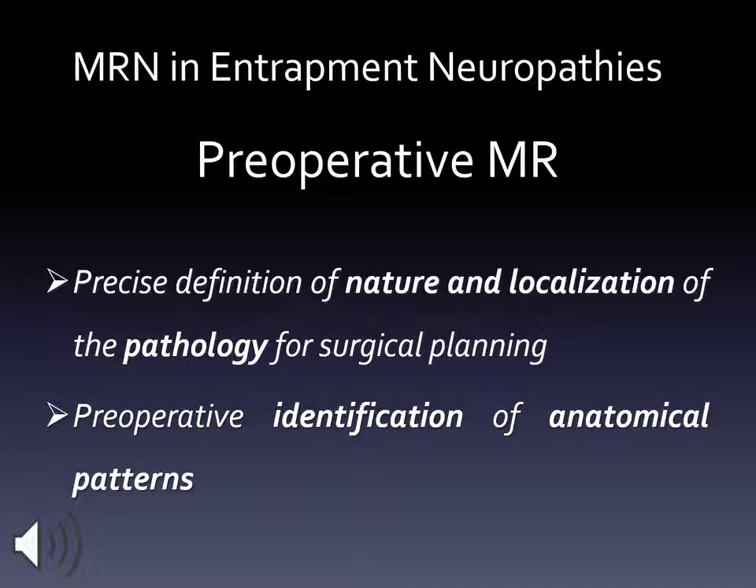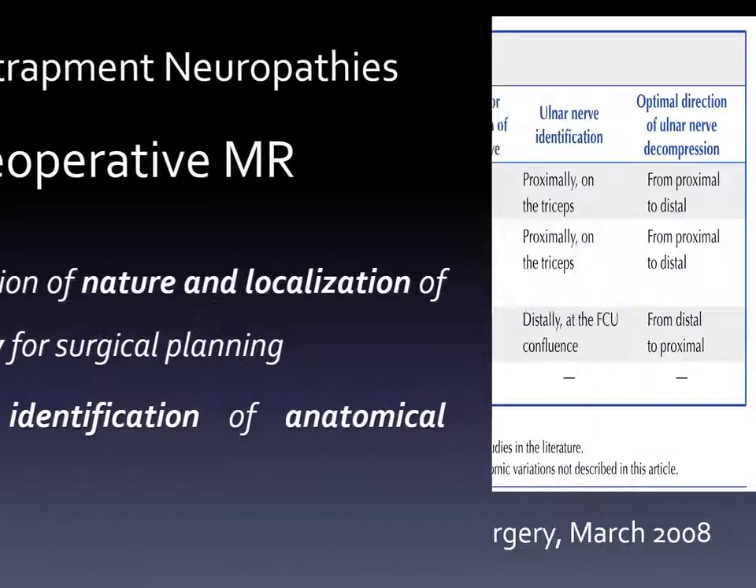It is accurate in determining the cause, site, and extent of peripheral nerve injuries and identifying other related findings, such as signs of muscle denervation or fluid collections or bone and soft tissue alterations. The MR also allows us to identify anatomical patterns preoperatively.